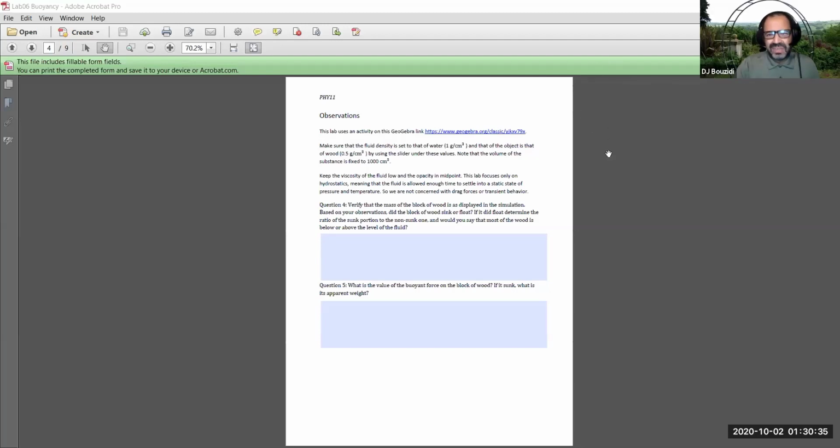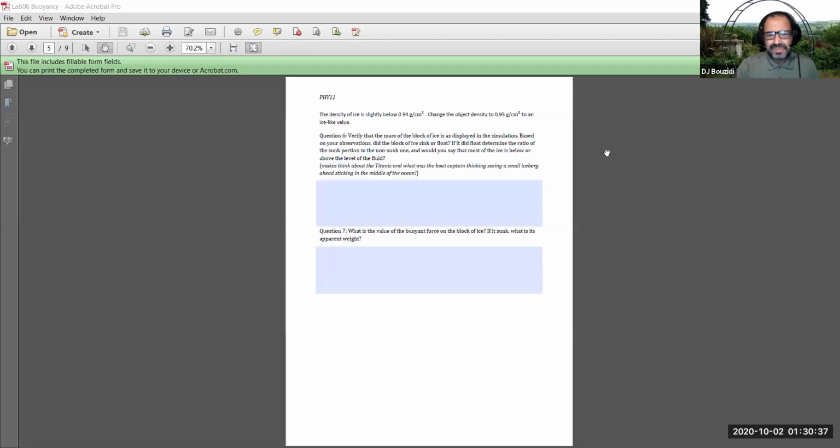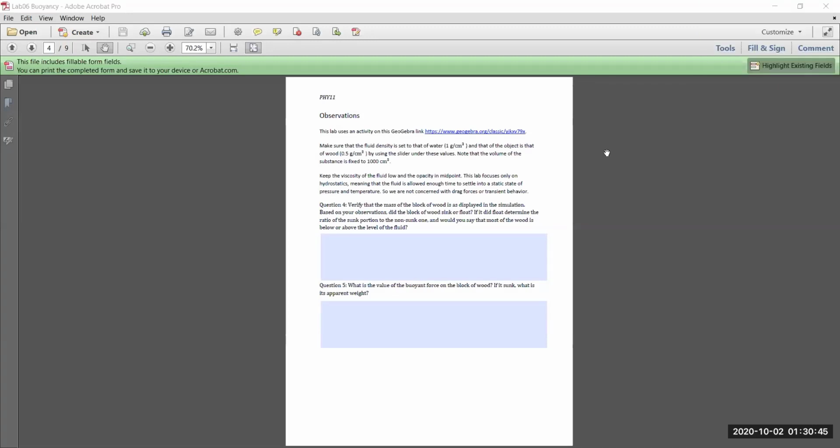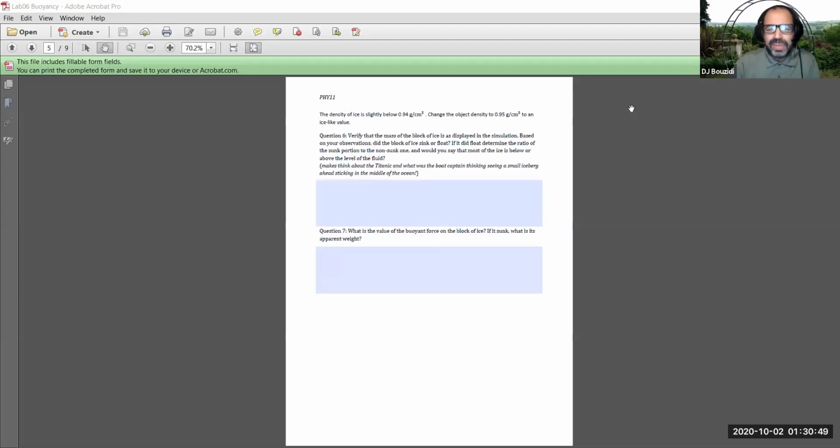So let's continue. Like Jeffrey was saying, it's just a difference between the two. If you want to do the math and ignore the concept, that's basically it. Now we're going to do the same thing, changing it to ice. They gave you the density of the ice. Don't use 0.94, because the slider will not give you 0.94. It gives you 0.95, so you have to use 0.95.